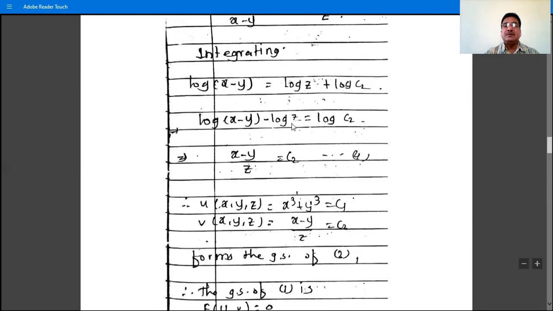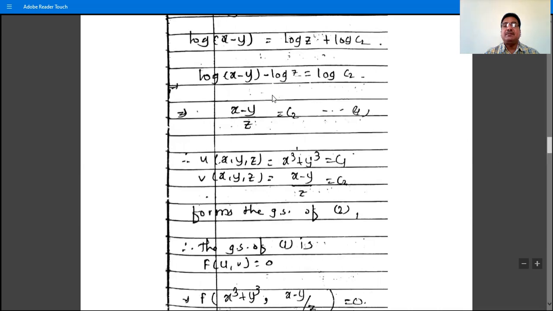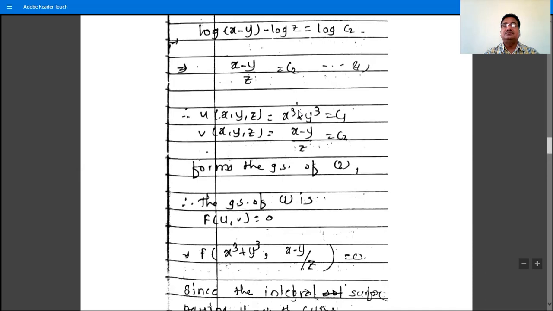So log (x minus y) minus log z is equal to log c2, that is, log a minus log b is log a by b, so (x minus y) by z is equal to c2. Therefore u(x,y,z) equal to x cube plus y cube is equal to c1 as the first solution, and v(x,y,z) equal to (x minus y) by z is equal to c2. These are equations number 3 and 4, and this forms the general solution of equation number 2, or the integral surface of equation 2.